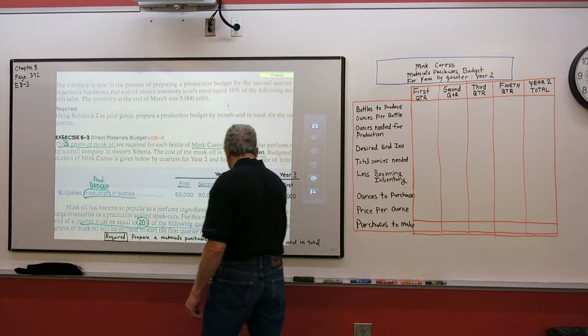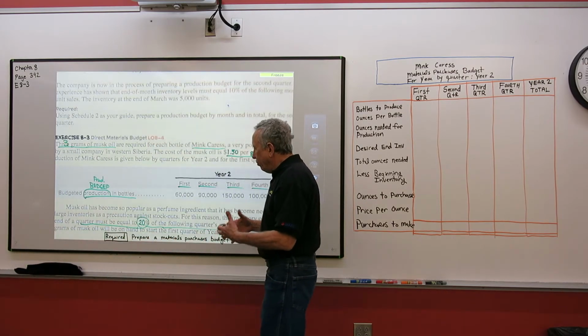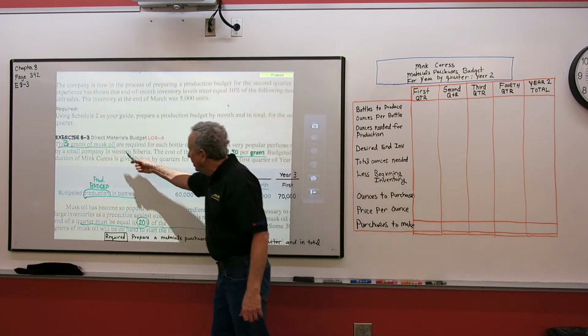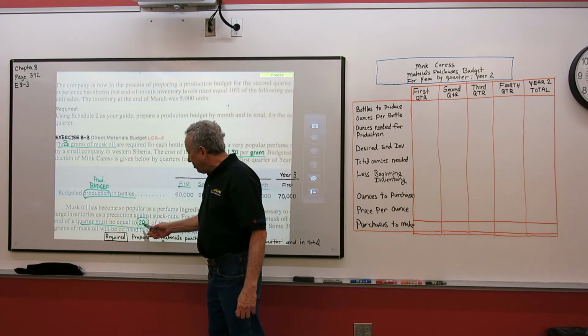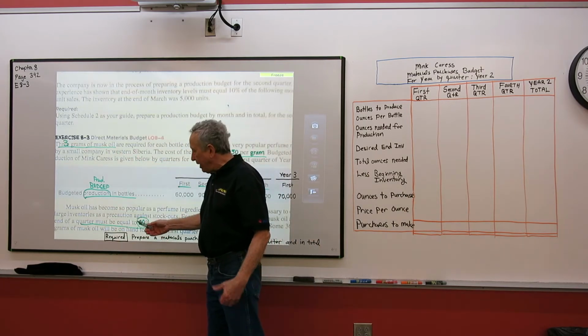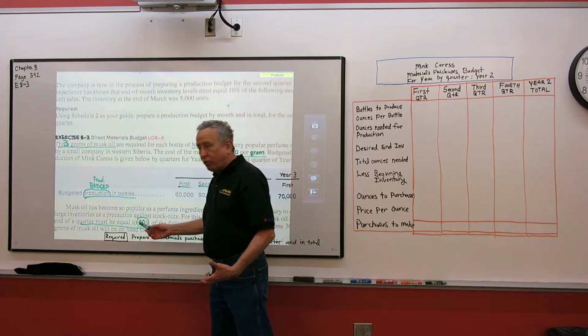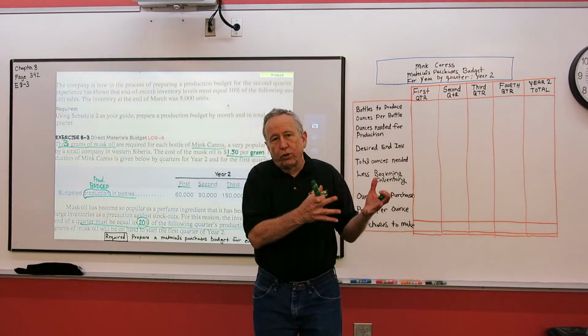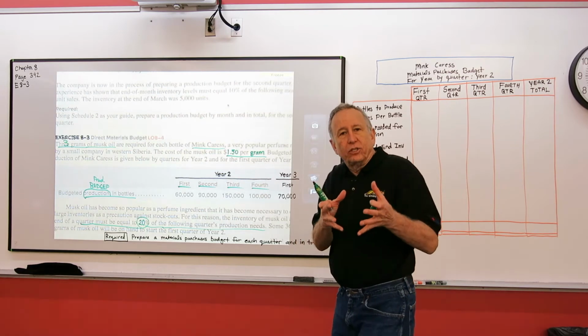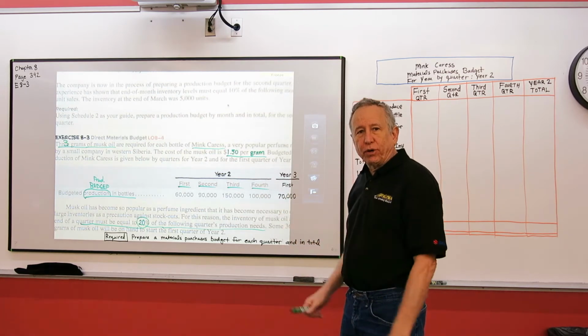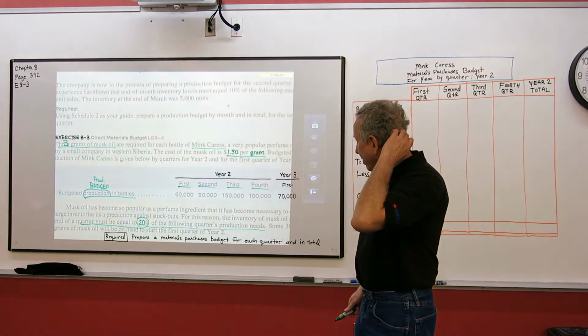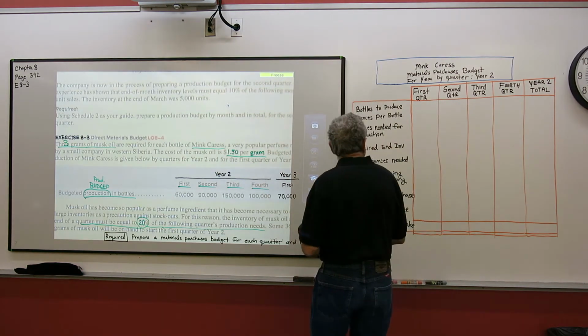Let's focus on that. What they're saying is we have to maintain this musk oil. It's hard to get, so we have to actually have extra. Anytime we end a quarter or a month, we need 20% of next month or next quarter's production needs. And we have to build up an inventory of musk oil. So with that in mind, let's go ahead. I've transferred this over here.